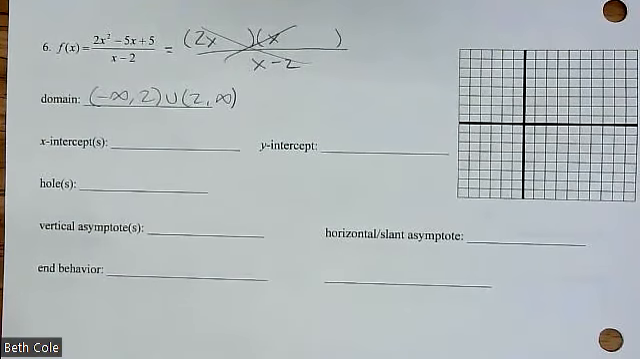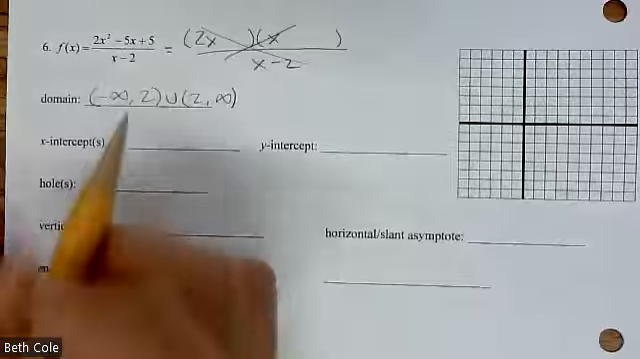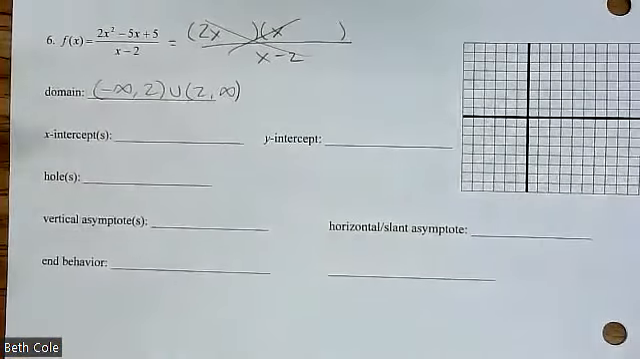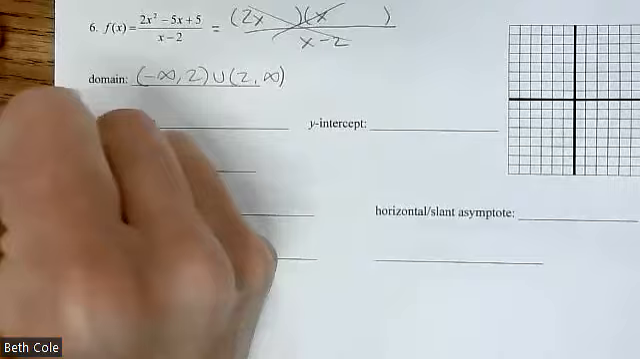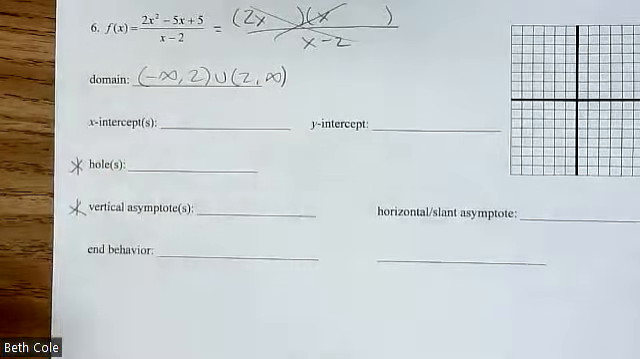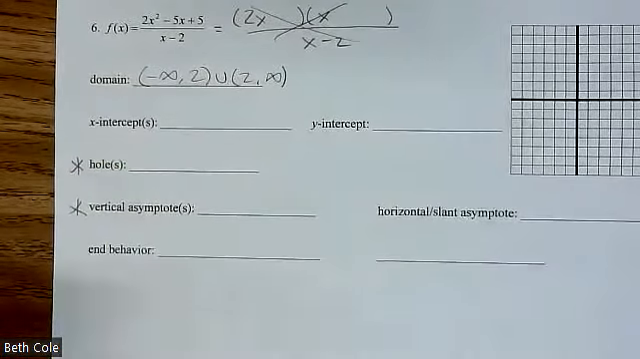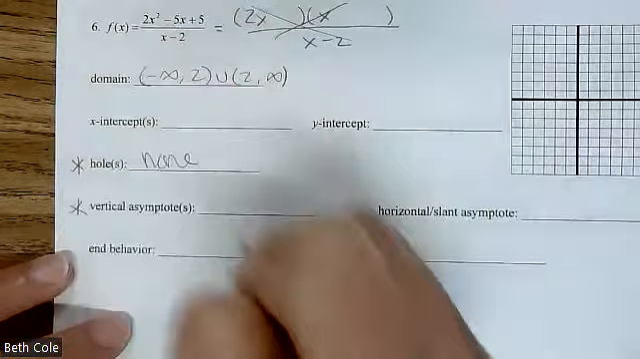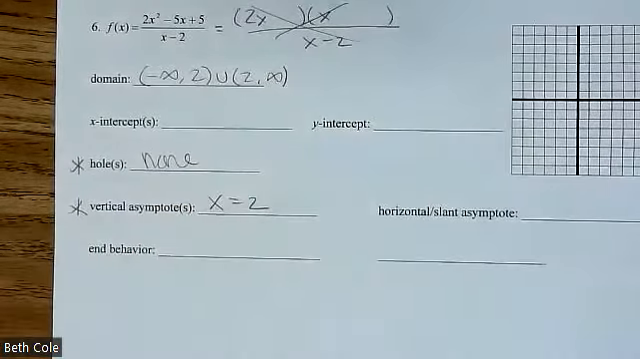You know what? That worked out. We tried and it didn't work out. All right, so 2 can now become what? The hole or vertical asymptote. Does anything cancel? No, so there will not be a hole. 2 is the vertical asymptote.